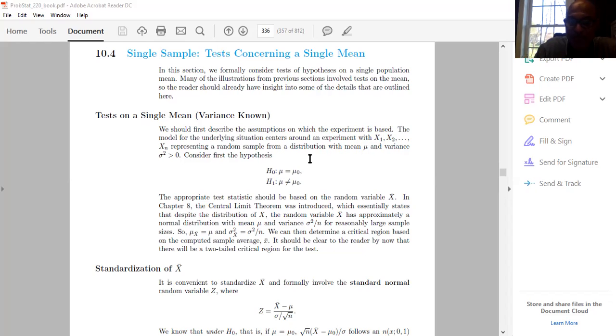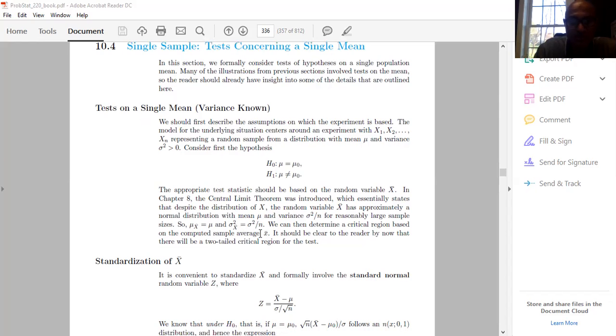The appropriate test statistic should be based on the random variable x, as I told you, x1, x2, xn, that is x bar. In the last chapter, we saw the central limit theorem, which essentially states that despite the distribution of x, the random sample mean x bar has approximately a normal distribution with mean nu and variance sigma square divided by n, or sigma divided by square root of n, for a reasonably large sample size. So nu x bar equals nu, and sigma x bar square is sigma square by n.